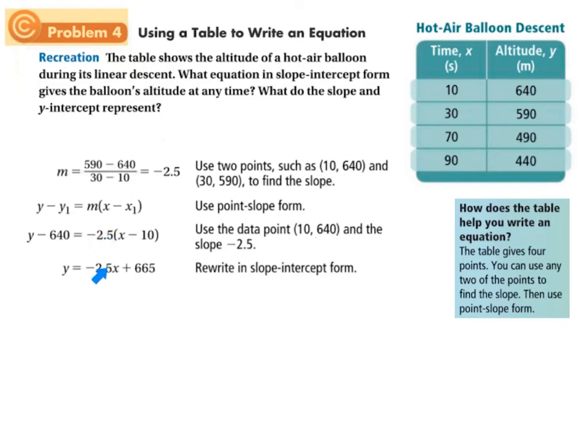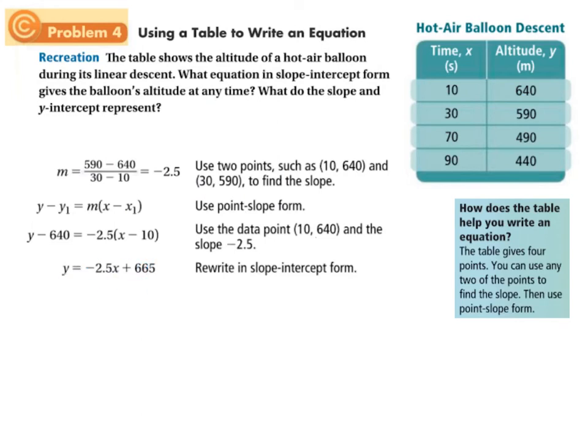Negative 2.5 times x is negative 2.5x. Negative 2.5 times negative 10 is positive 25. And that positive 25, when you then add 640 to both sides, becomes 665. Okay? And that is the equation in slope-intercept form.